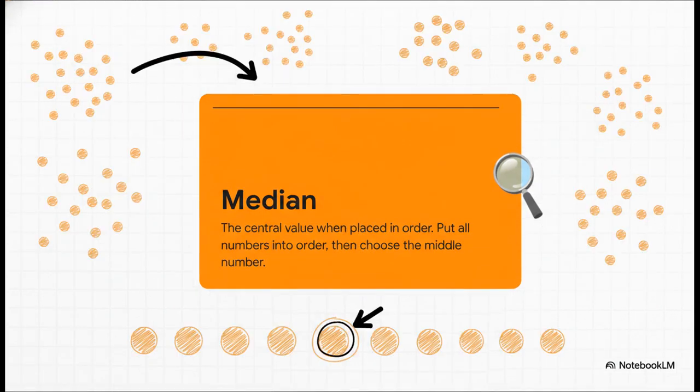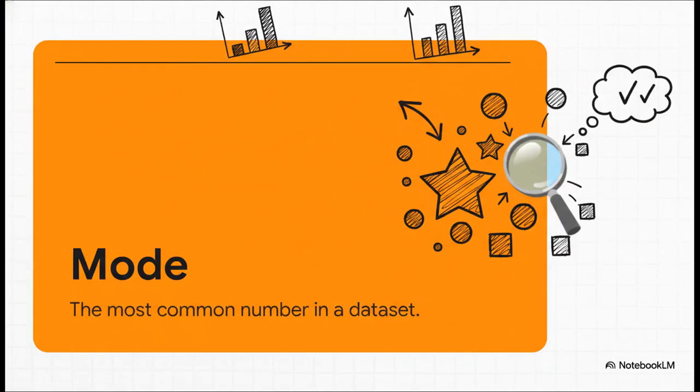Next, we've got the median. For this one, you line up all your data points from smallest to largest, and the median is just the number that's smack dab in the middle of the list. And rounding out our trio is the mode. This one's the easiest of all. It's simply the number that shows up most often in your data.